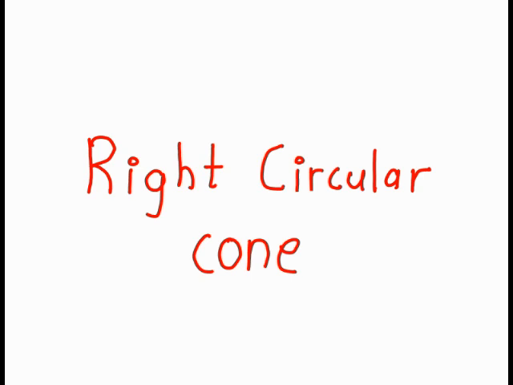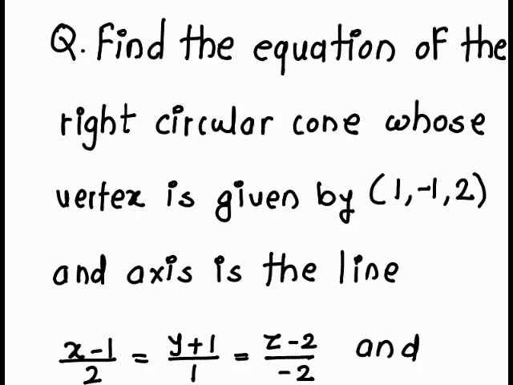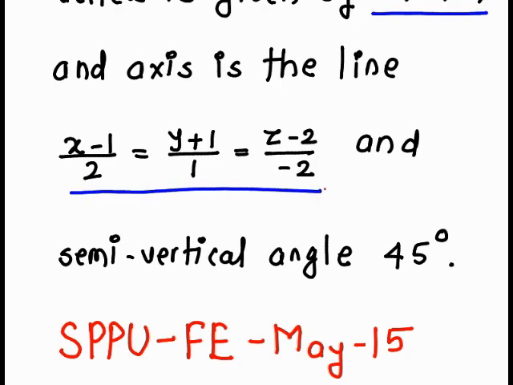In this video, we study how to find an equation of a right circular cone. First of all, in this question, find the equation of a right circular cone whose vertex is given by (1, -1, 2), that is alpha, beta, gamma are given, and the axis is the line (x - 1)/2 = (y + 1)/1 = (z - 2)/(-2). They have given the DRs of the axis, and the semi-vertical angle is 45 degrees. So the angle is also given. It is a straightforward question, so let's solve this.